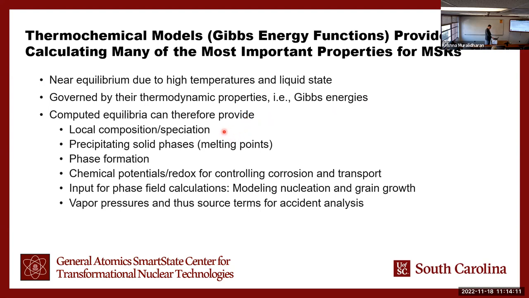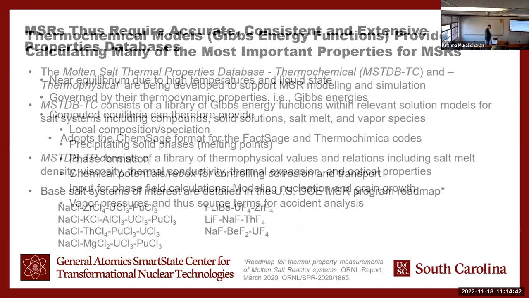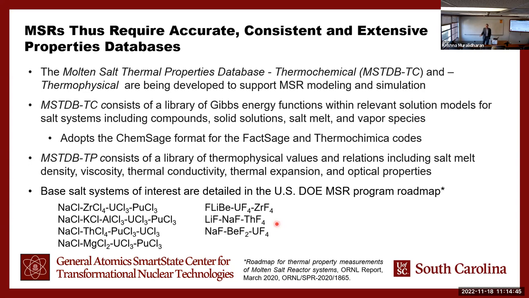So if we calculate that, that gives us a local composition, speciation, whatever phases might precipitate, and phase formation. Chemical potentials, so we want to control redox for corrosion and transport, and provide input for phase field calculations for solid materials to understand corrosion. And vapor pressures, both for understanding the vapors above the reactor core and also as source terms for accident analysis. In order to do that, you need an accurate database. You have to have the thermodynamic functions for everything, and dump those all into an equilibrium minimizer, a Gibbs energy minimizer, and out at minimum free energy comes your equilibrium state.